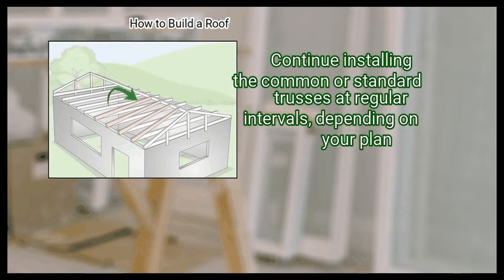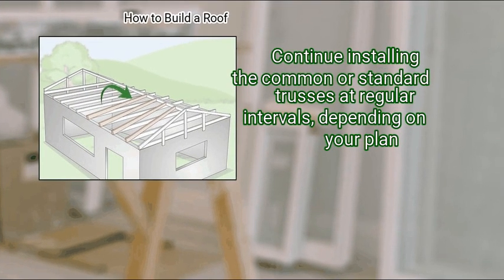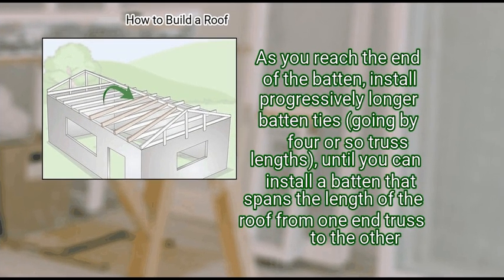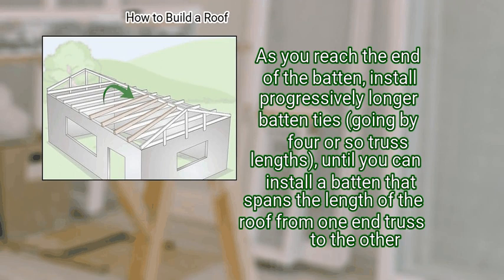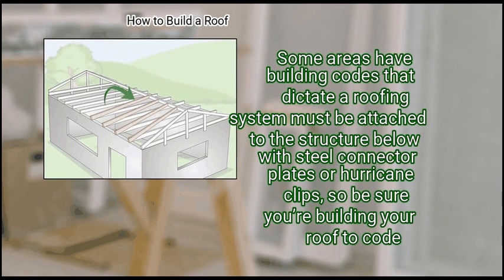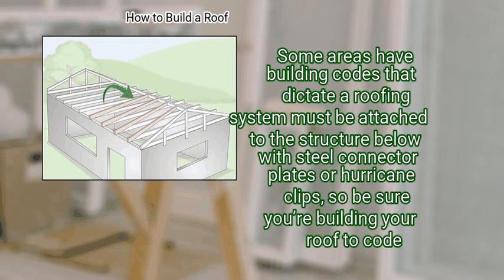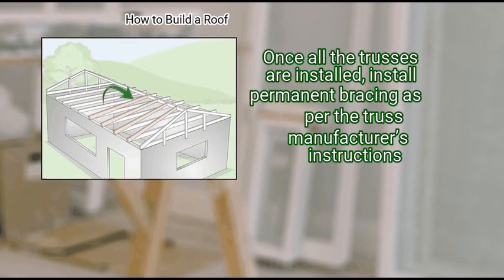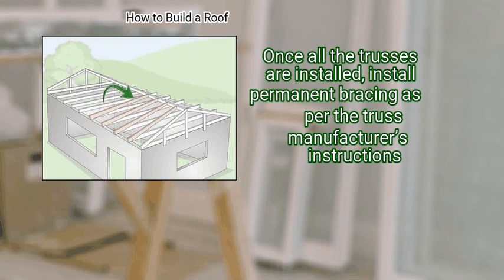Continue installing the common or standard trusses at regular intervals, depending on your plan. As you reach the end of the batten, install progressively longer batten ties, going by 4 or so truss lengths, until you can install a batten that spans the length of the roof from one end truss to the other. Some areas have building codes that dictate a roofing system must be attached to the structure below with steel connector plates or hurricane clips, so be sure you are building your roof to code. Once all the trusses are installed, install permanent bracing as per the truss manufacturer's instructions.